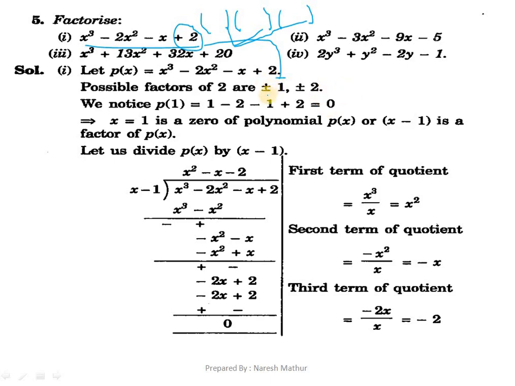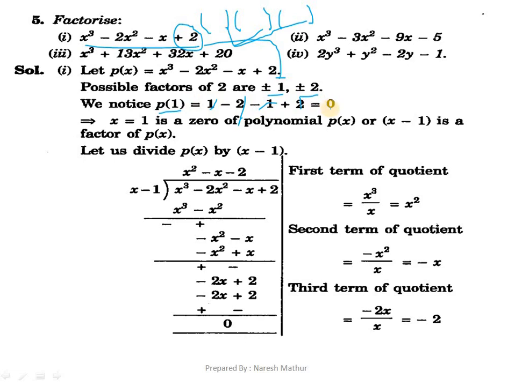So we take x equals to minus 1, x equals to positive 1, x equals to positive 2 and x equals to minus 2. In the first try, just take p of 1. When we put the value of 1 in place of x in this question, we'll get 1 cube is 1, minus 2x square means minus 2 into 1 square, that is minus 2, minus x means minus 1, and plus 2. So we can see we are getting 0 as a remainder.